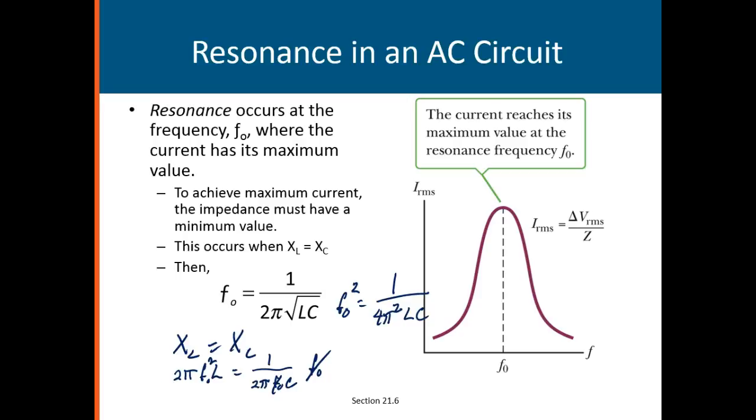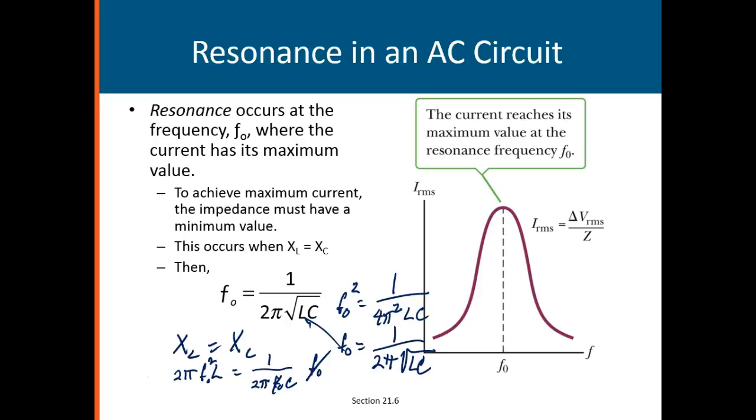What we're really interested in is F0, not F0 squared. So how do we get it? Take a square root. So this becomes F sub 0 equal to the square root of 1 is 1, square root of 4 is 2, square root of pi squared is pi, and the square root of LC is the square root of LC. And that's exactly what they got there. So that's how we get it. Now, that's at your resonance frequency, F sub 0. All right. Now, the current reaches its maximum value at that resonance frequency, F 0.